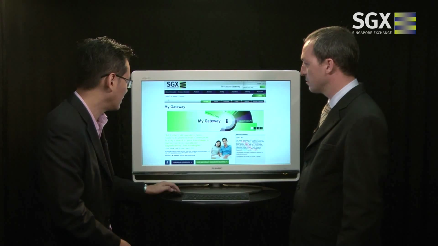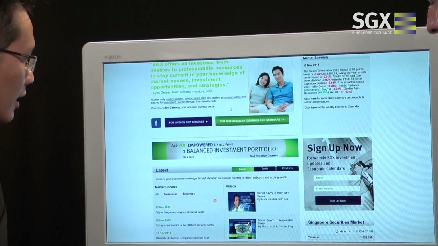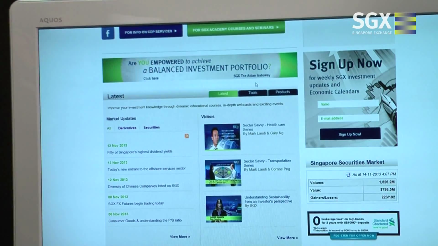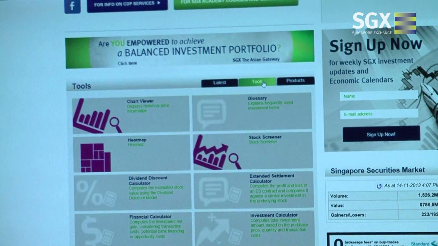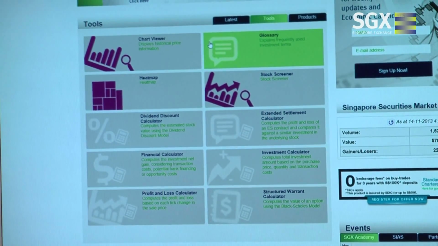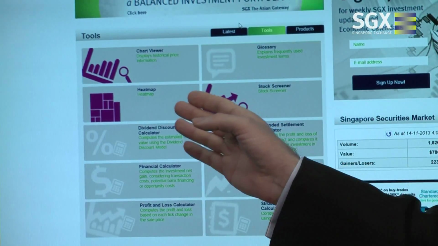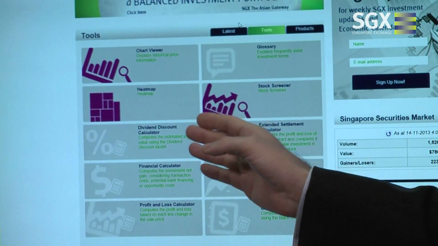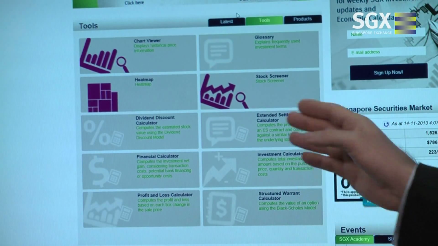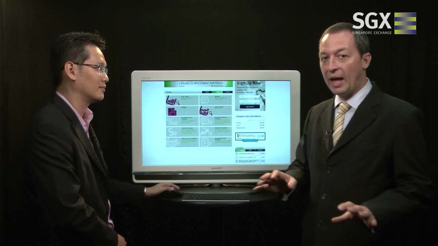Sure. So personally, I find this website very useful, especially to help me look at what stocks I could invest in at every period of time. I'll scroll down and look at this thing called the tools. I click on that, and I have a series of tools that can help with my investment decisions. Right, so we've got chart viewer, which we'll come back to in a moment, glossary, a heat map, that's very interesting too. That's right. And various calculators here, dividend discount, financial, profit and loss, structured warrants, investment and extended settlement calculators that again help you to decide how you should invest your money.